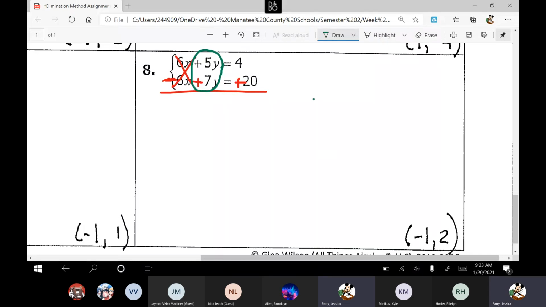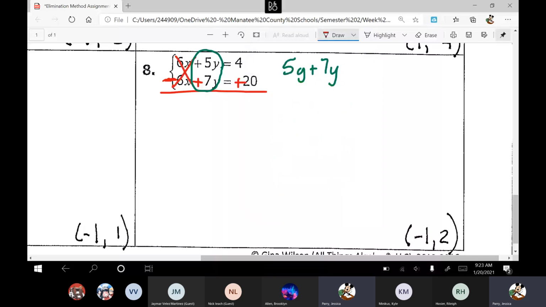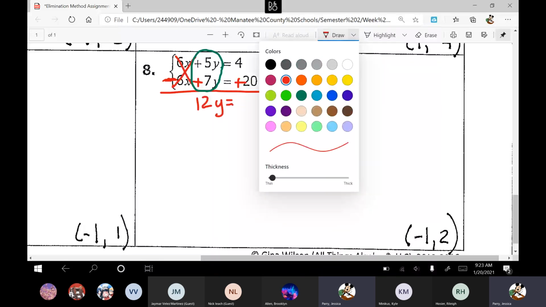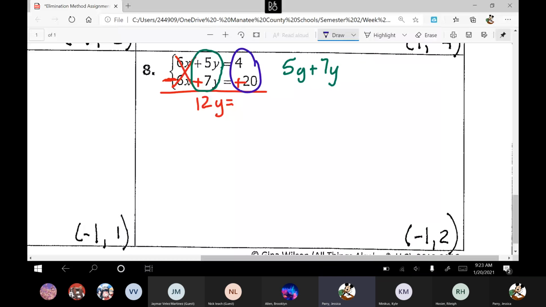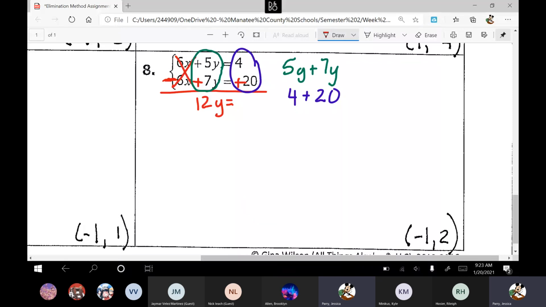The next thing we're adding here is 5y plus 7y. What is 5y plus 7y? Go ahead and write that in the chat for me, please. Awesome, you get 12y. Bring down the equal sign. And then our last one, we have 4 plus 20. What is 4 plus 20? Write that in the chat for me, please. And we get 24. Good job.